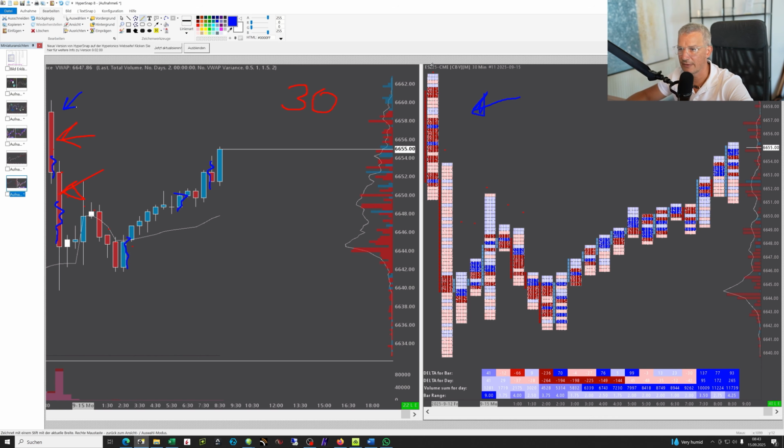Each candle shows me 30 minutes. Then all of a sudden I can see that here and here there were large volumes traded, and here. And here, for example, there were small volumes traded. Here there were small ones, and here again there were large ones.